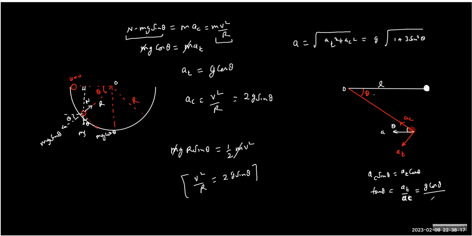AC we can find directly by finding the velocity, right? V square by L. So it is always V square by L. That's simple. And we know how to find V. So here V square by L is how much? 2g sin theta. And if you substitute, what are you getting?